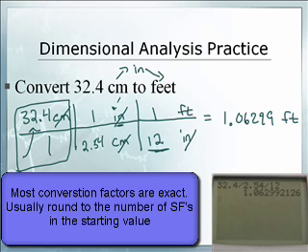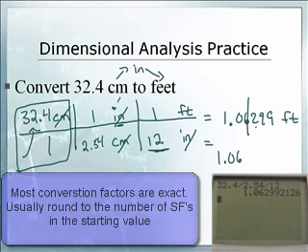basically based on your initial measurement, your first measurement. Don't let your conversion factors limit that. I'm going to round to your 3 sig figs, which would be the 6 in the 1.06. That 2 right there does not round that. So that'll be 1.06 feet.